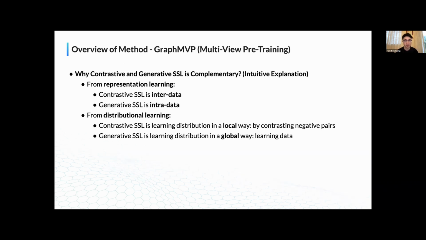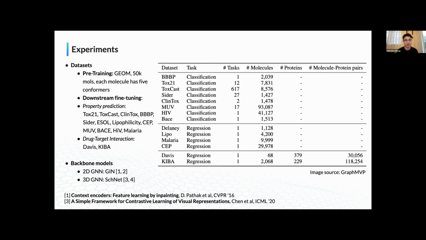So intuitively, we can see that they are complementary. So it might give us an explanation why combining two parts of self-supervised learning objectives is helpful. And speaking of the experiments, we pre-train the model on the GEOM dataset with 50K molecules, and each molecule has 5 conformers. It's a fixed number, and it is based on our ablation studies.